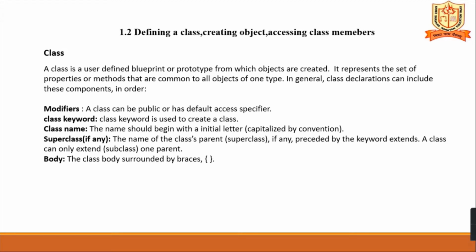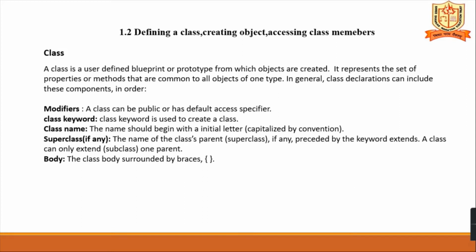So what is a class? A class is a user-defined blueprint or prototype from which objects are created. It represents the set of properties and methods that are common to all objects of one type. In general, a class declaration can include these components. So what are these? Modifiers, the class keyword, the class name, the superclass, and then the body.